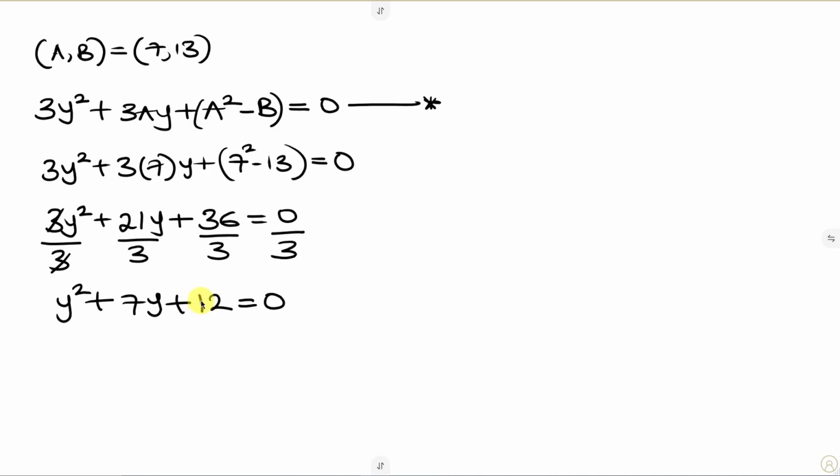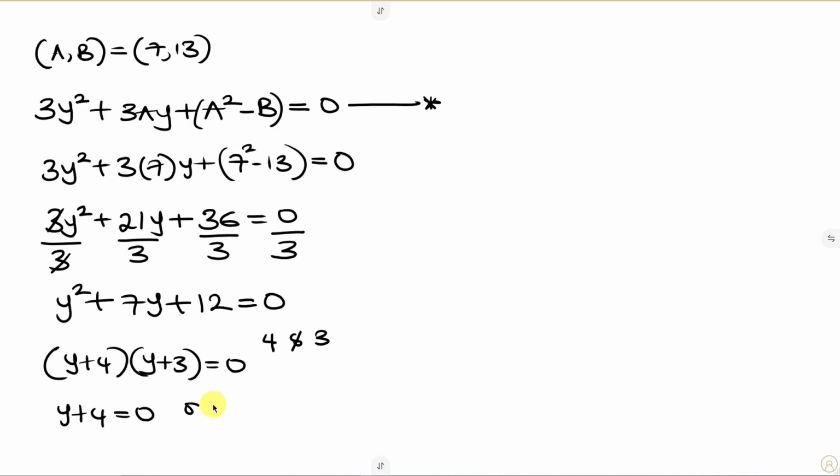Now, this equation can also be factorized. So the factors of 12 that we're going to be using will be 4 and 3. 4 times 3 is 12, and 4 plus 3 is 7. Good. So the factors now become y plus 4 times y plus 3, and this is equal to 0. So we have two cases. We have y plus 4 equal to 0, or we have y plus 3 equal to 0. For the first case, y will be equal to, as 4 crosses to the right, it becomes minus 4. Or for the second case, y will be, as 3 crosses to the right, it becomes minus 3.